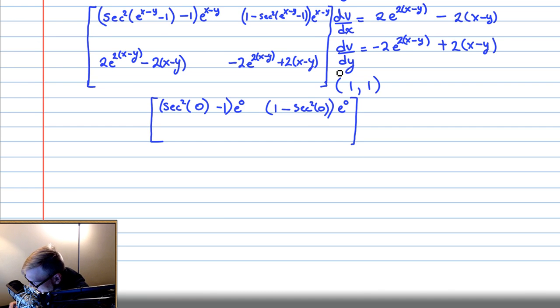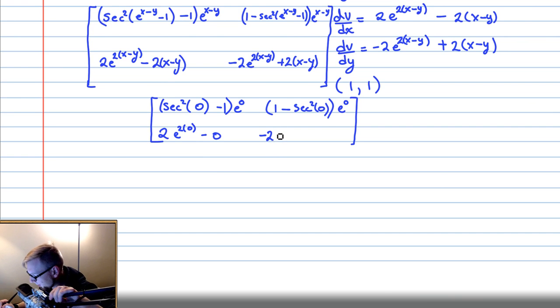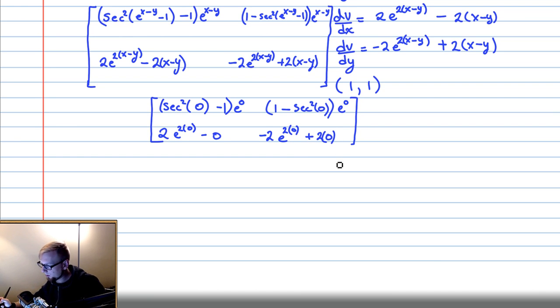Okay. The next one, we got 2 e to the 2 times, well, 0. And then this one, we've got, well, minus 0. 2 times 0. Then we've got minus 2. And e to the 2 times 0. Then we've got plus 2 times 0. Gives us what? Secant squared of 0.